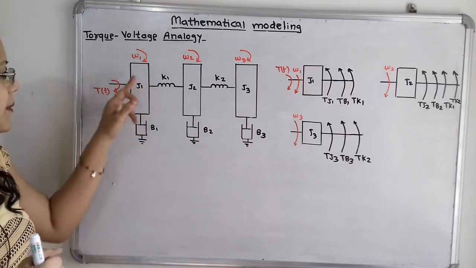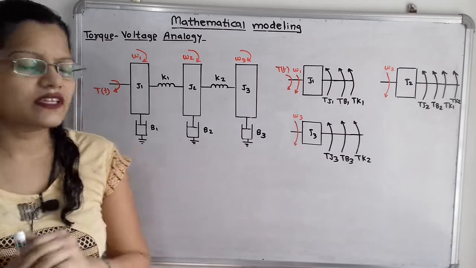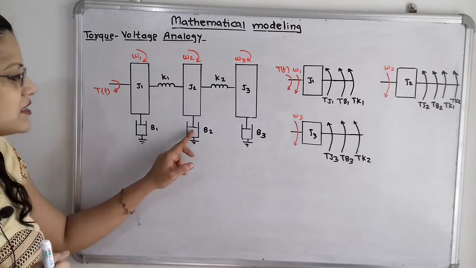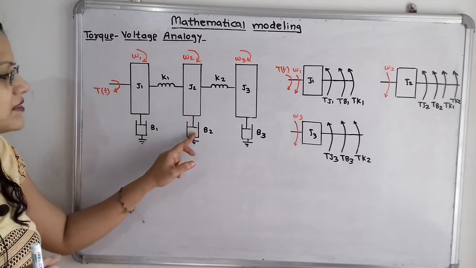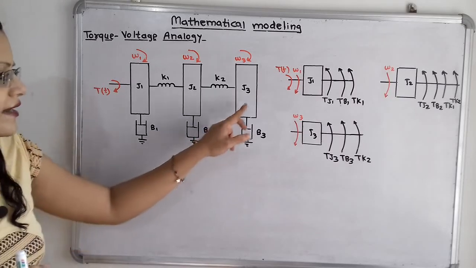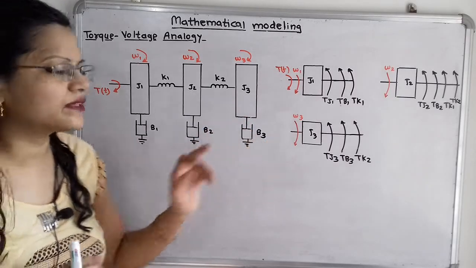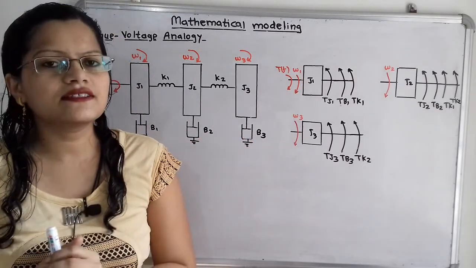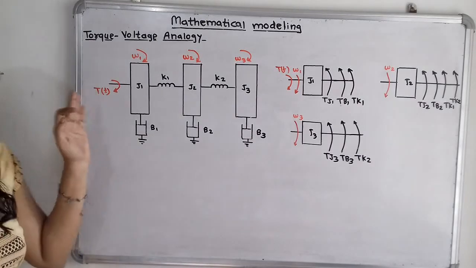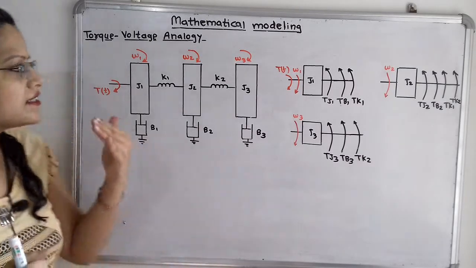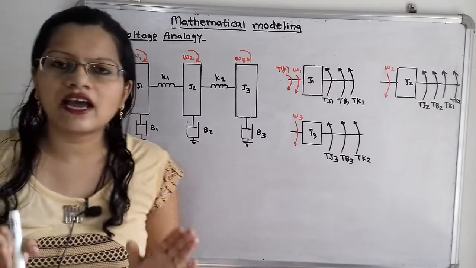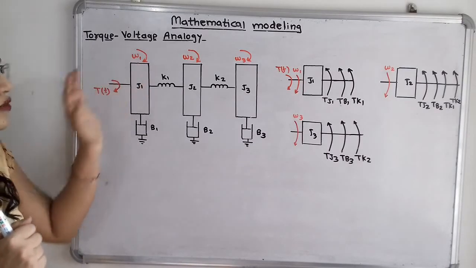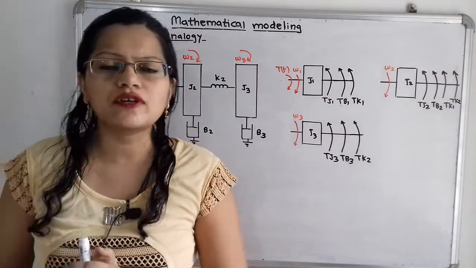Now for this mass, that is with moment of inertia J1, there is a damper with viscous friction coefficient B1 attached. Then in the same way for the second mass there is a damper with B2 attached, and for this third mass there is a damper with B3 attached. So this is the given mechanical system. Now in this system we can say that torque T is the input and output is in terms of omega, that is the angular velocity. Both these terms, the torque and this omega, are variables with respect to time t.